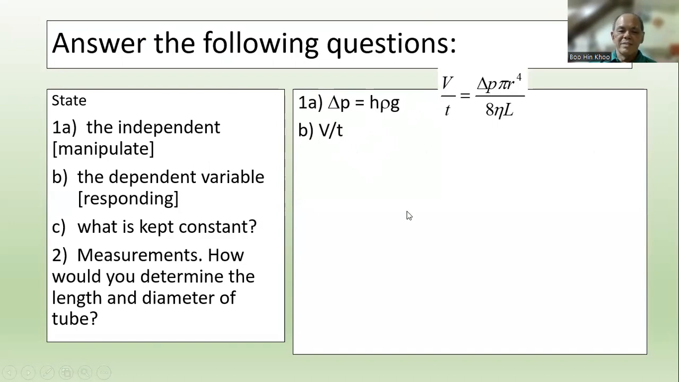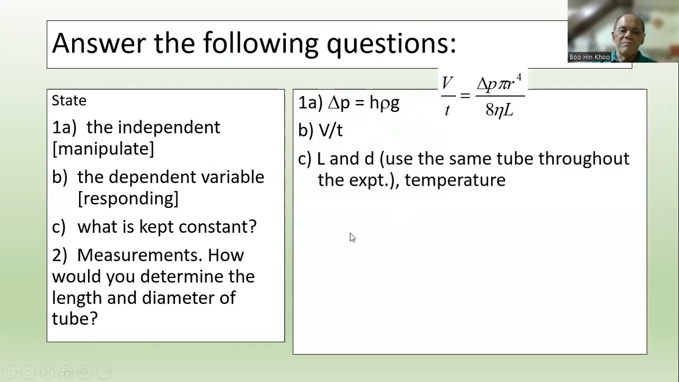Volume flow rate, V over t, L and D. You can use this one. You can collect the volume and measure it with a measuring cylinder. The volume is collected for a certain time t. You have the time, length, and diameter.